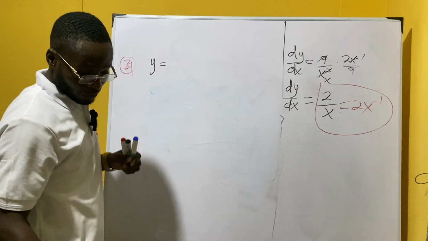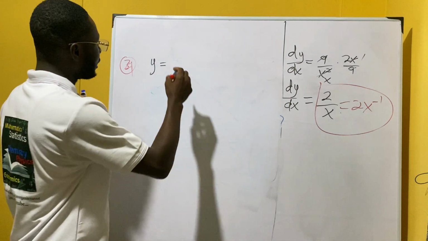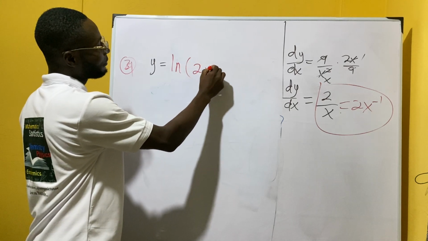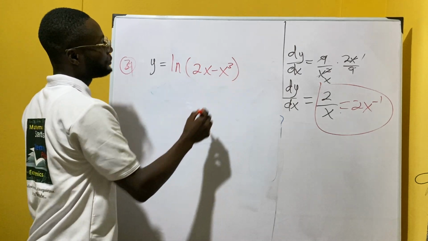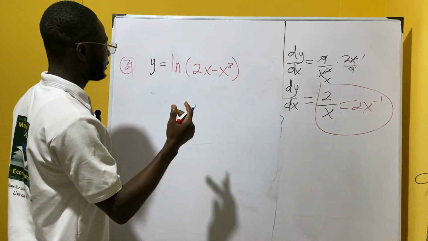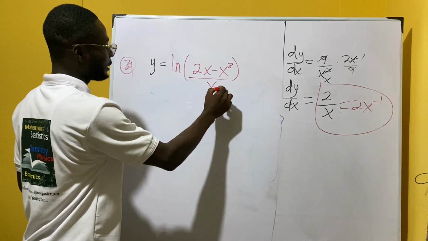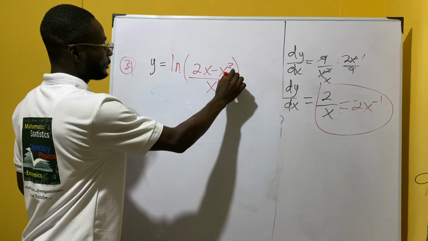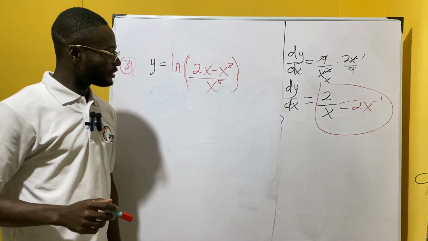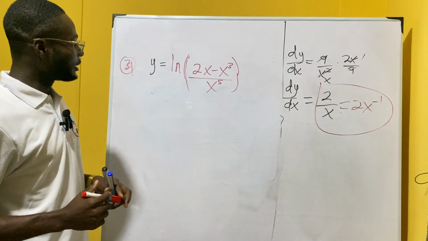Okay. So our final example is going to be ln of (2x minus x cubed) all over x to the power 5. So it looks complex, but it's not anything difficult beyond your standard. So let's look at how we can deal with it.